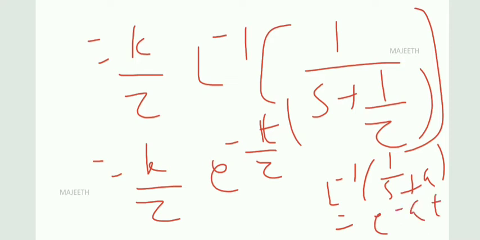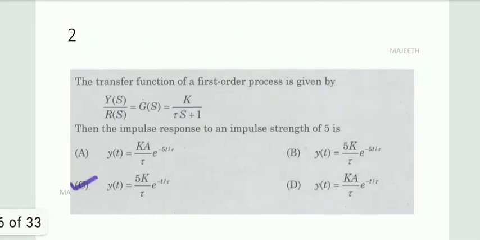So what is my impulse response? G of t is equal to K by tau e power minus T by tau. So option B is the right answer.